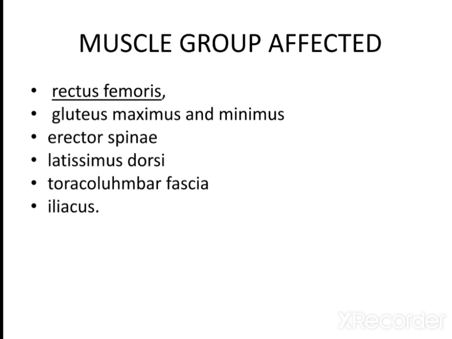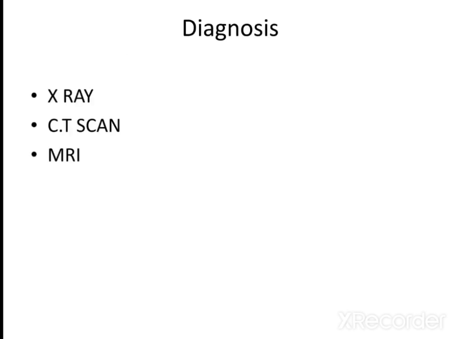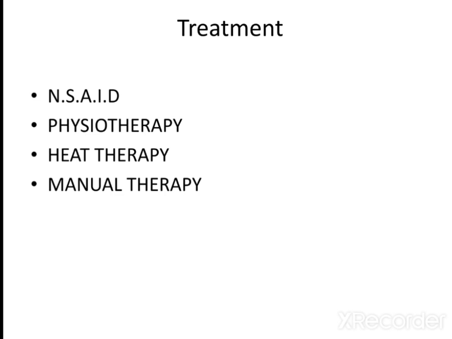In this condition, the major muscle groups affected are rectus femoris, gluteus maximus and minimus, erector spinae, latissimus dorsi, thoracolumbar fascia, and iliacus. This condition can be diagnosed by X-ray, CT scan, and MRI. The treatment of this condition includes non-steroidal anti-inflammatory drugs, physiotherapy, heat therapy, and the last one is manual therapy.